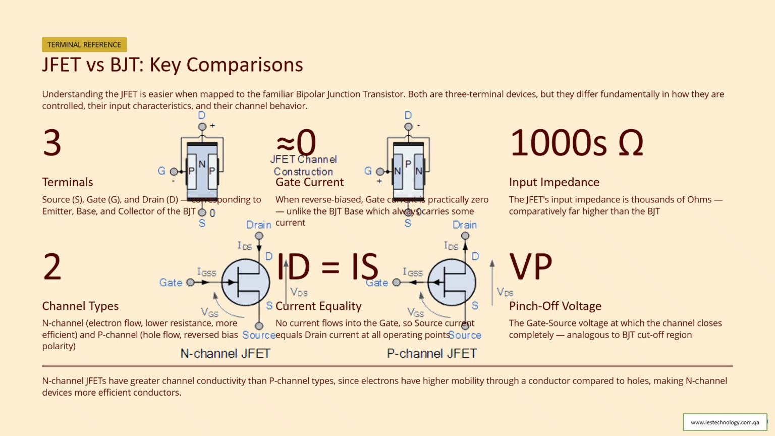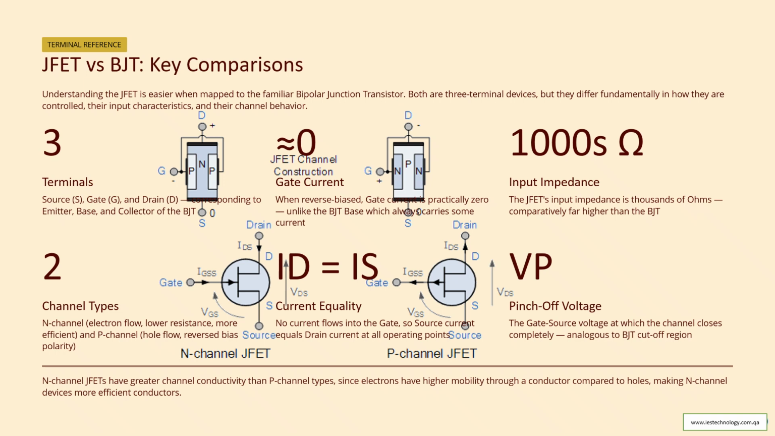2 channel types. N-channel, electron flow, lower resistance, more efficient. And P-channel, hole flow, reversed bias polarity. Almost equals 0 gate current. When reverse biased, gate current is practically 0, unlike the BJT base which always carries some current. ID equals IS current equality. No current flows into the gate, so source current equals drain current at all operating points.